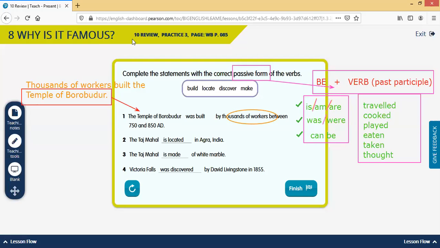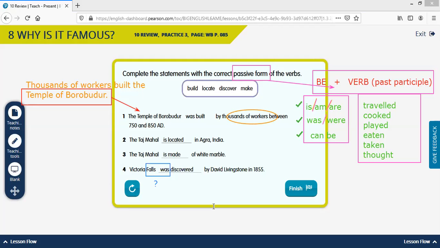Now, this may look a little bit confusing. Okay, you may say, teacher, there's a little problem here. You put was, and we're talking about falls. This looks a little bit confusing, doesn't it? Victoria Falls was discovered. The explanation is this. Victoria Falls is only one place. That's why it's considered singular. It's singular because it's only one place. That's why we put was. All right, so much for that.